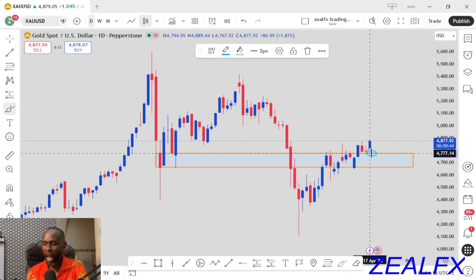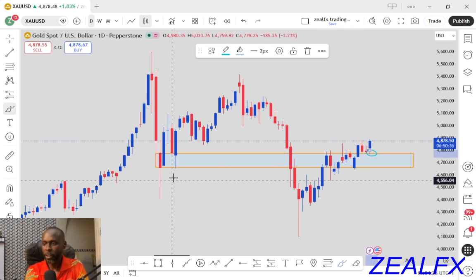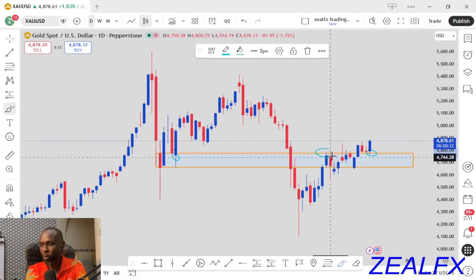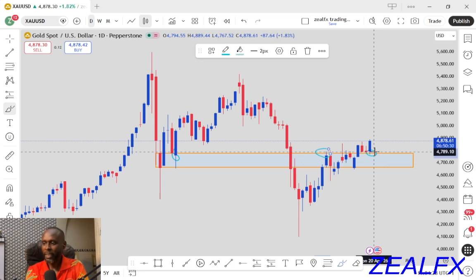So long as we have price telling us that we are expecting more of the bullish trend, and price is also rejecting from this support level and this support level. So these are indications for a strong buy building up on gold coming up next week. So now let's look at the targets.